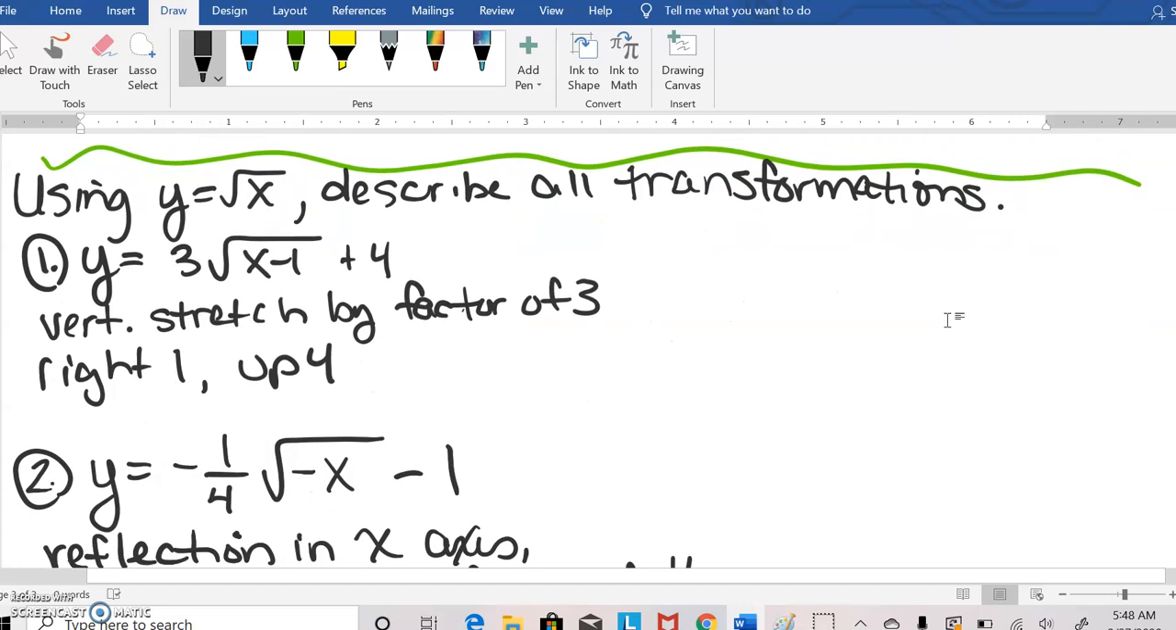So here, we're going to list all the transformations using our parent graph as the starting graph. So we're starting with y equals radical x and describe all the transformations. Okay? So we know what the 3 does in front. It doesn't change just because the function we're using changes. That 3 is a vertical stretch by a factor of 3. We shift 1 to the right, 4 up.